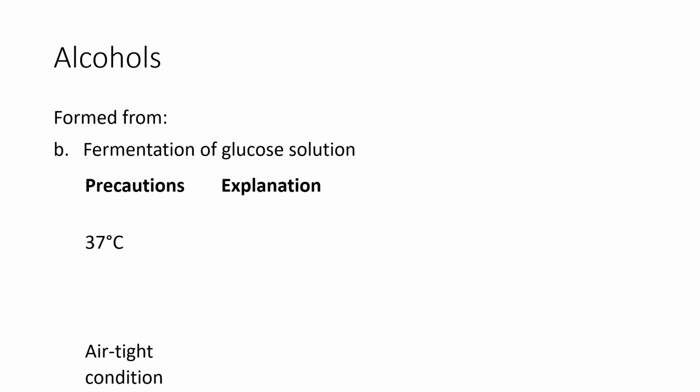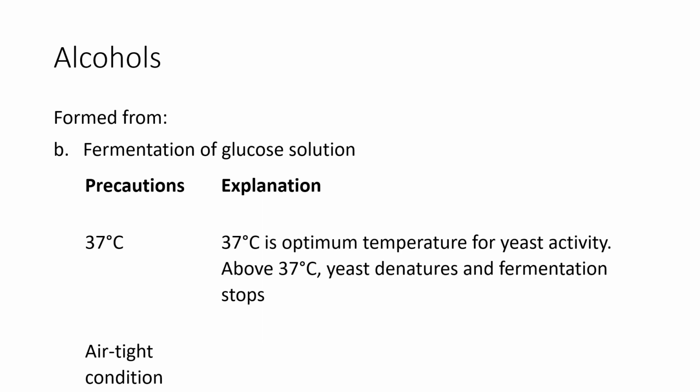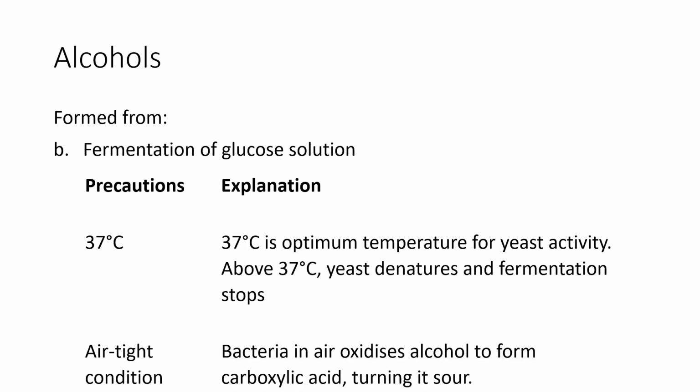Next one, we write the precautions and why. The precaution is 37 degrees and airtight condition. And what's the reason? 37 degrees Celsius is the optimum temperature for yeast activity. Above 37 degrees Celsius, yeast denatures, fermentation stops. There's 1 mark. The examiner is generous, 2 marks for this kind of question. And then airtight. Why? Because bacteria in air oxidizes the alcohol to form carboxylic acid, turning it sour.